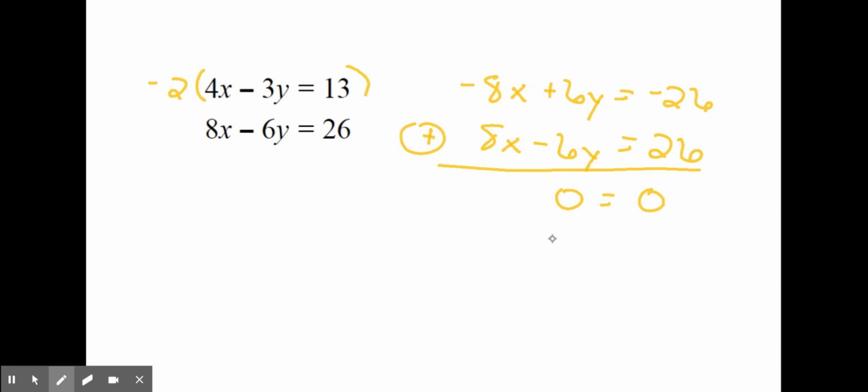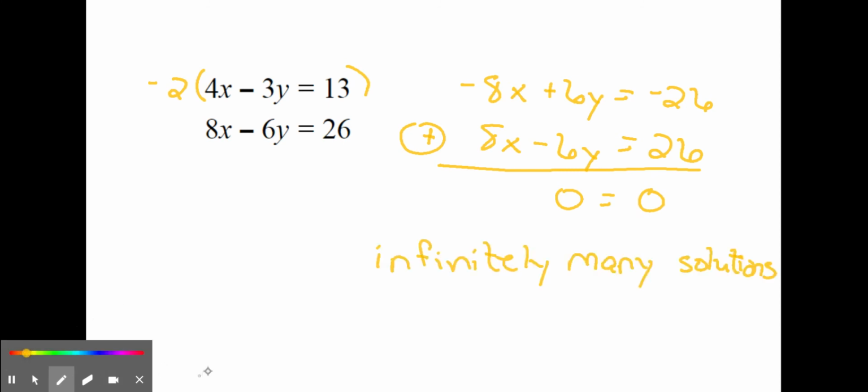This time something weird happened, but I got 0 equals 0. What happens when we get something that's always true? What's the answer or the solution to our system? That would be infinitely many solutions, right? So if I were to graph these two equations, what would it look like on the graph? They would be the same line.